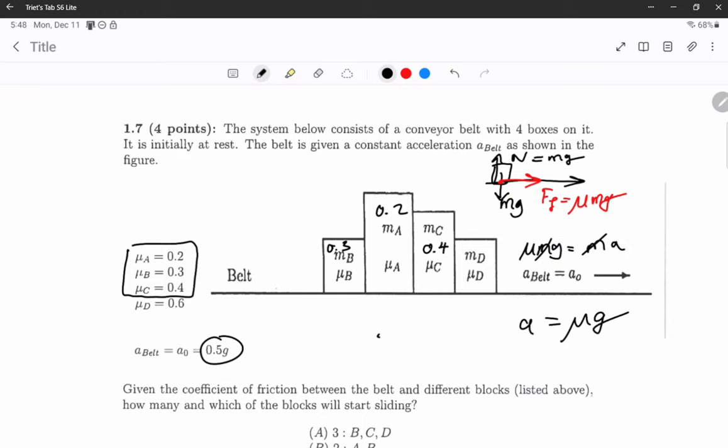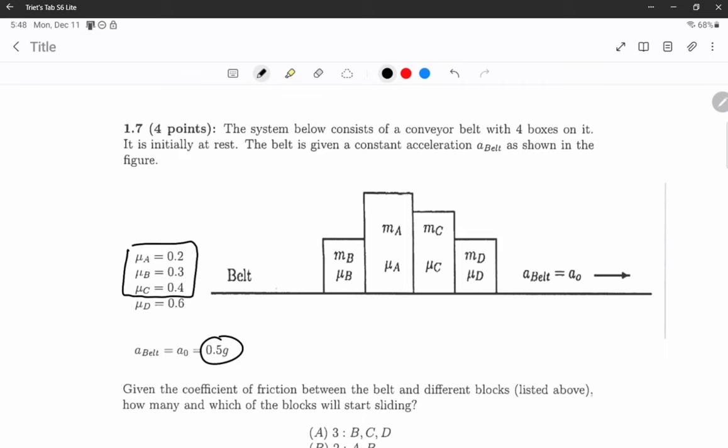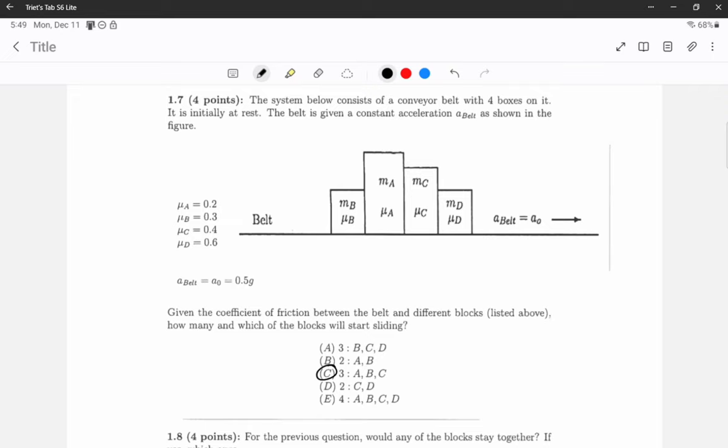Here is the 1.7. I did some work here already, but I can always redo it. In this problem, we have a system that consists of a conveyor belt. So this is like a belt, moving to the right. You have four boxes on it, A, B, C, D, initially at rest. Then the belt is given a constant acceleration. The belt is accelerated to the right.